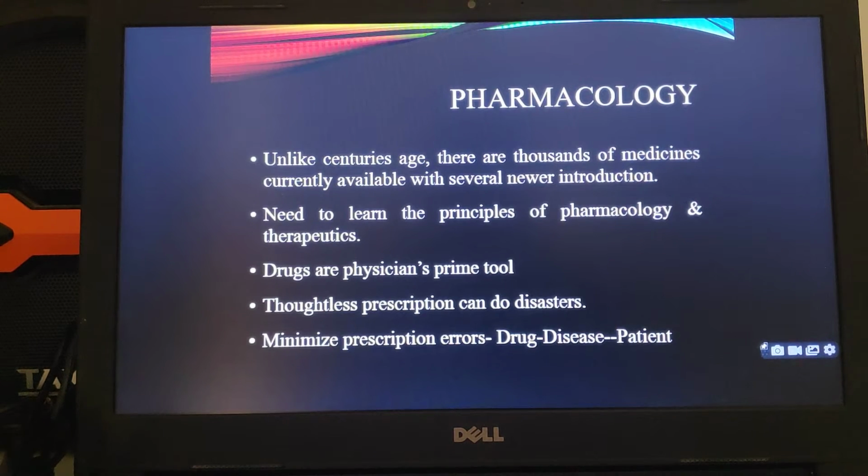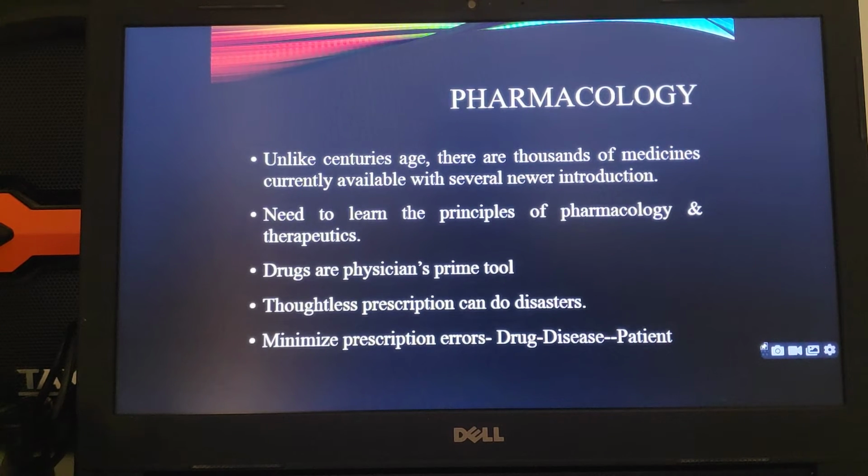Unlike centuries ago, when there were very few medicines, now we have thousands of medicines available for various indications. Even for one disease, there are several medicines available. And therefore, there is a need to learn the principles of pharmacology and therapeutics.